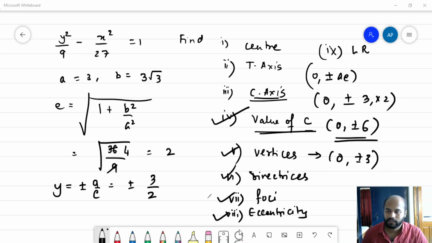The last thing that is asked is latus rectum. The latus rectum is going to be the same in this case, that is 2 times b square by a. You know that b square is 27, so 2 into 27, that is 54, divided by 3, which is going to be 18. So the answer of this is going to be 18.